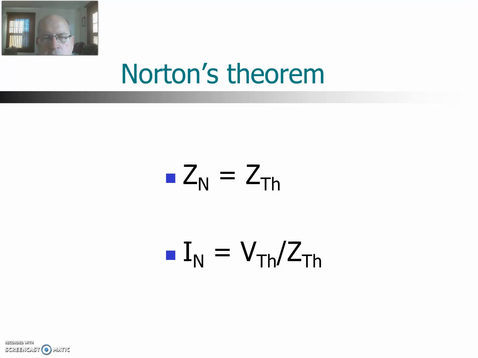All right, if we want Norton's equivalent circuit, it turns out the Norton impedance is exactly the same as the Thevenin impedance, so that doesn't change at all. The only thing that changes is we draw it in parallel rather than in series with the source, and we're changing the source from a voltage source to a current source. The value of the current we determine by using Ohm's law. V Thevenin divided by Z Thevenin gives us I Norton.